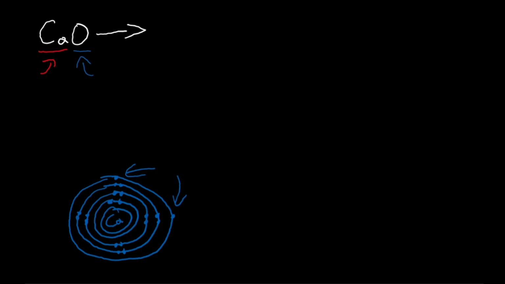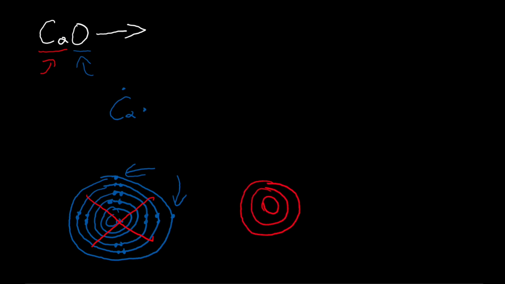When we draw Lewis structures, we only draw the atom with the valence electrons, so we can forget everything on the inside. So we end up with calcium with these 2 electrons. Let's do the same for oxygen. It has 2 electrons on its first ring, and then 1, 2, 3, 4, 5, 6 on its second. For its Lewis structure, it only has 6 electrons, and once again we can forget about anything on the inside.